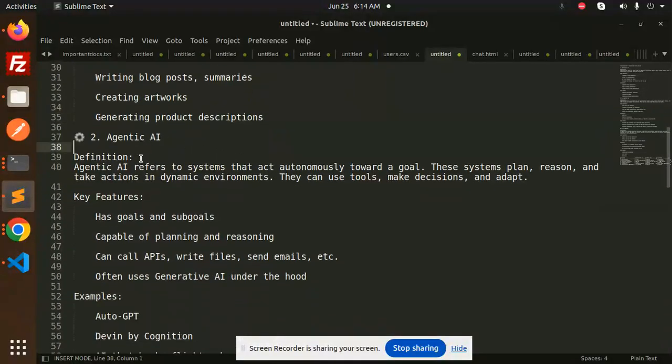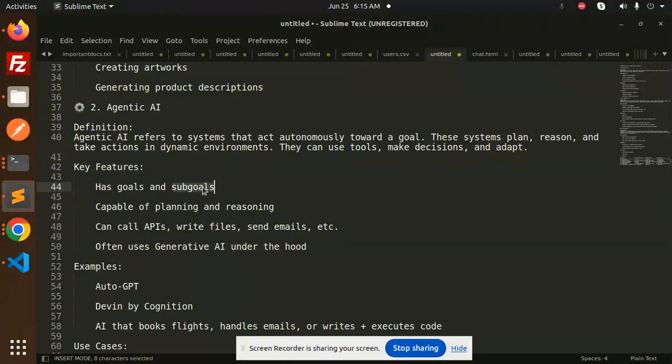Now we have agentic AI. Agentic AI refers to a system that acts autonomously towards a goal. So it has a goal. These systems plan, reason, and take actions in a dynamic environment. So they take actions also. They can also use tools, make decisions, and adapt.